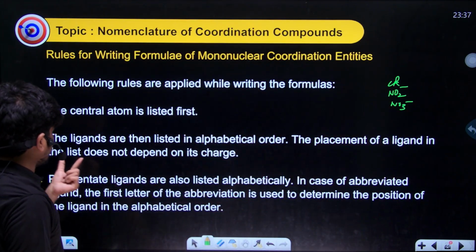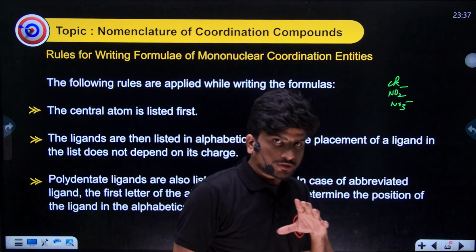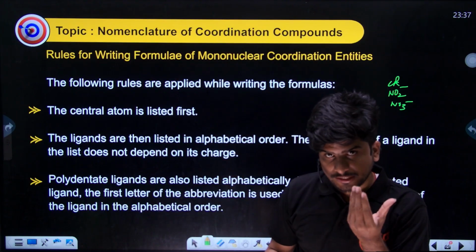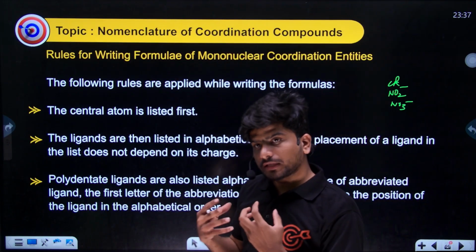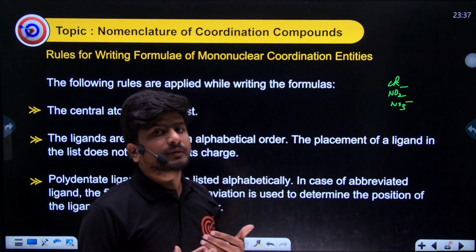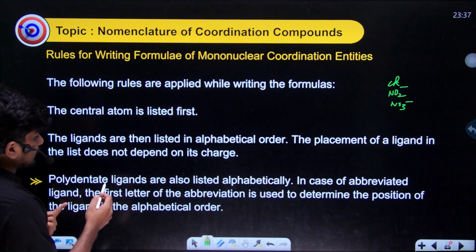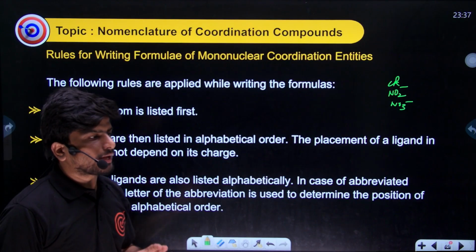The placement of a ligand in the list does not depend on its charge. So here you won't go by which has positive charge and which has negative charge. No, you'll be following alphabetical order. The ligands will be written in alphabetical order. The polydentate ligands are also listed alphabetically.